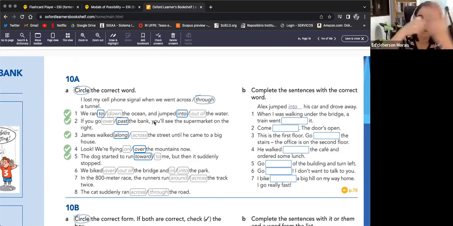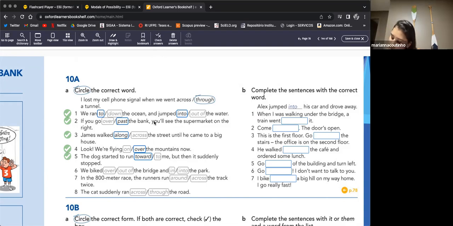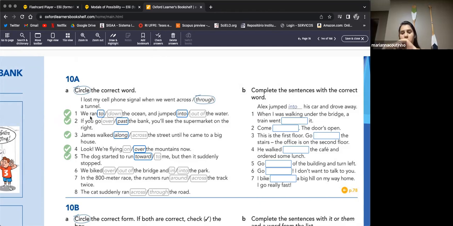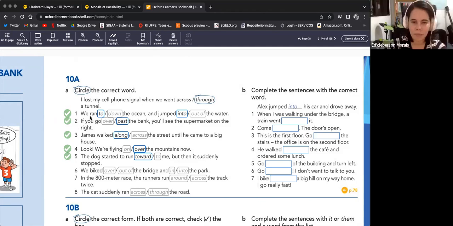Ele vai meio que bater em você, ok? E to é para. Like in this case of the ocean. We ran to the ocean, ok? Para o oceano. Ok. Em português faz sentido você dizer o cachorro correu para mim. Mas faz mais sentido você falar em minha direção, ok?